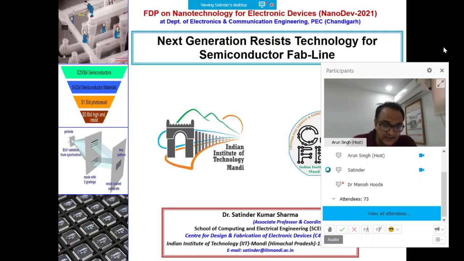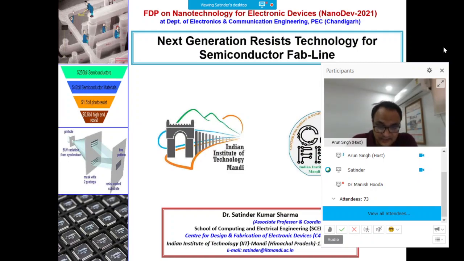His research interests include microelectronic circuits and systems, CMOS devices, fabrication and their characterizations, plus polymer, nanocomposite, sensor, photovoltaic and self-assemblies. I am happy to share that Dr. Satinder has recently established a very big facility, the Center for Design and Fabrication of Electronic Devices. It is a class 100 clean room, and it is now fully functional.